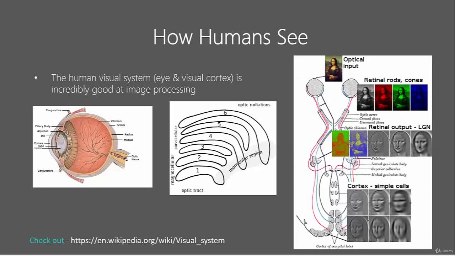And our brains do this by using 6 layers of visual processing that you can see here. I won't go into the details of this, but it's incredibly complicated. And if you're curious, you can visit the Wikipedia page on our visual system right here.